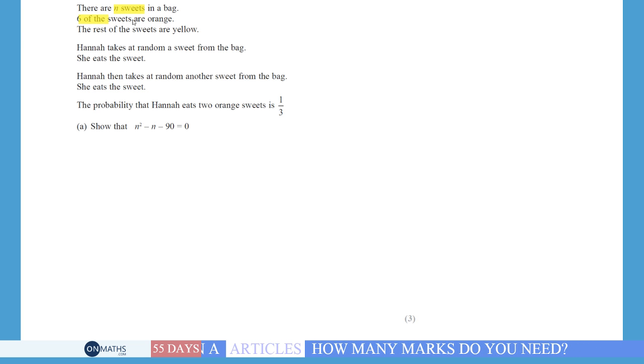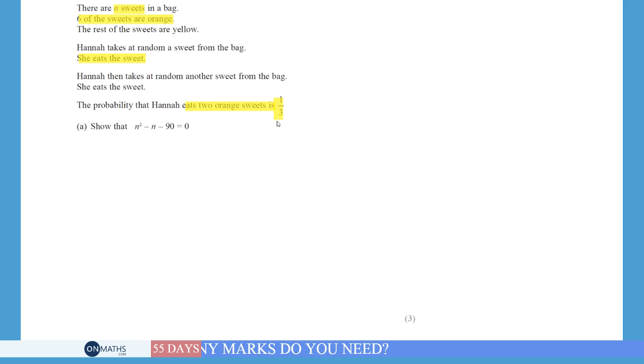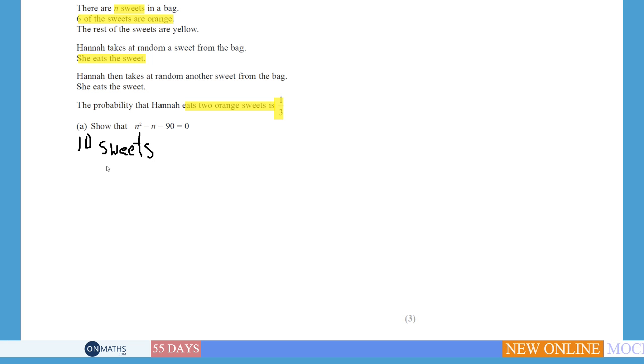6 of the sweets are orange. She eats the sweet. That's an important point. And the probability that she eats 2 orange sweets is 1/3. Now, the best way of starting this type of question off, I think, is ignoring the algebra. Obviously, the difficulty in this question is the fact there's algebra in it. But let's ignore that. Let's say that there are 10 sweets. So I'm saying that there's 10 sweets in that bag.